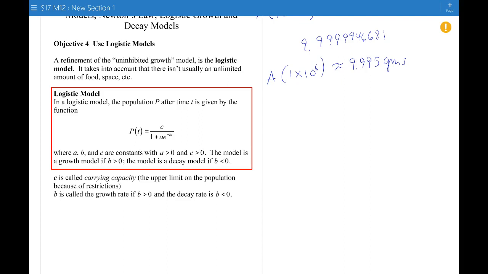C is called the carrying capacity, and it's some kind of upper limit on the population because of some kind of restrictions, food or space or something like that. B is the growth rate if B is positive, and the decay rate if B is negative.